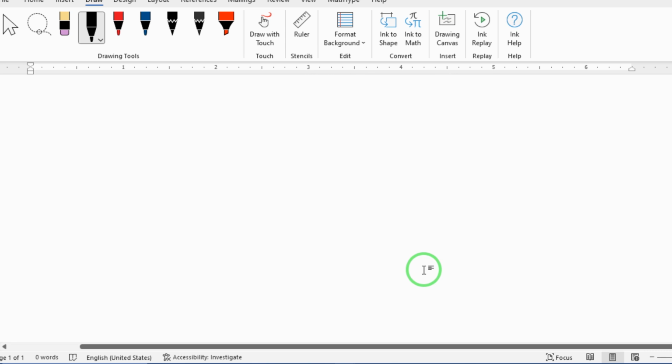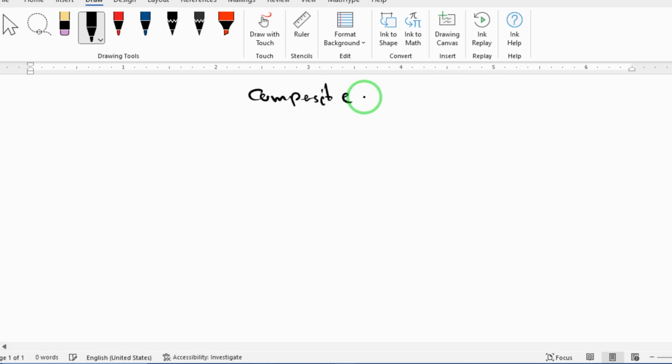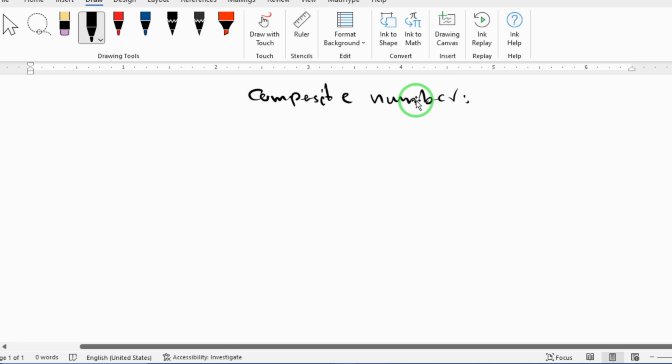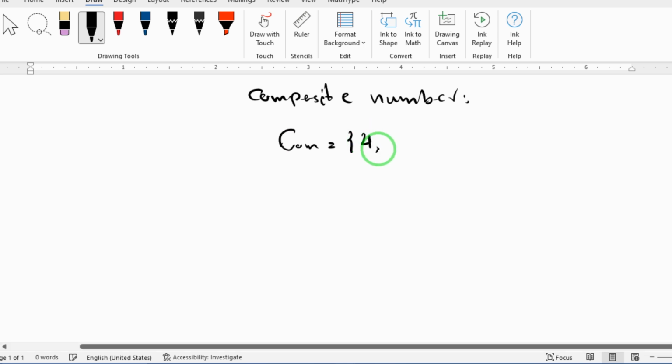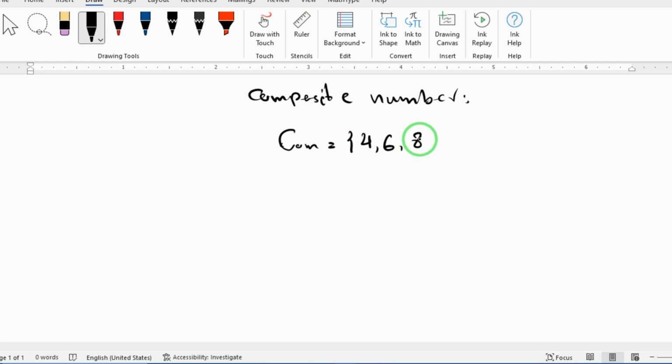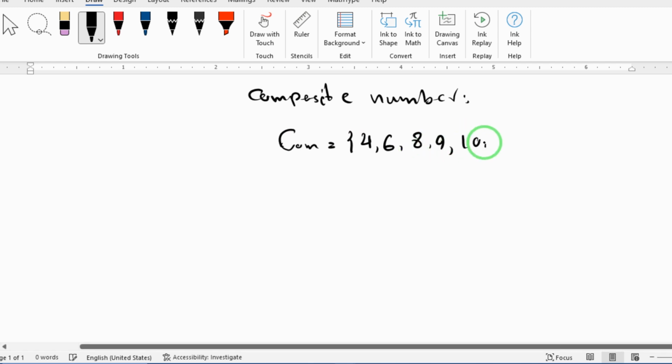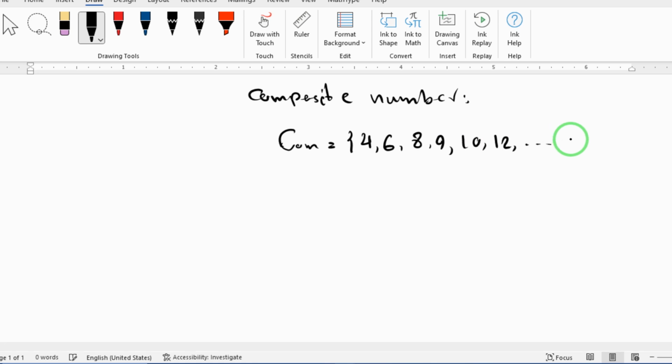Next we have composite numbers. What is a composite number? Composite numbers are those numbers that have more than 2 factors, or can be divided by more than 2 numbers. If we denote the set by C, for example, like 4, 6, 8, 9, 10, 12, and etc.